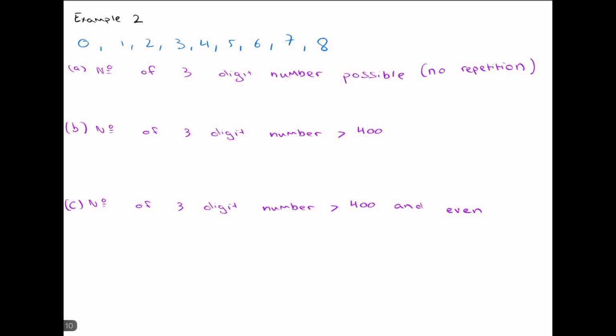Let's go on to example 2. In example 2, you have a string of numbers: 0, 1, 2, 3, 4, 5, 6, 7, and 8. That's 9 numbers. Part A reads: how many 3-digit numbers are possible without repetition?